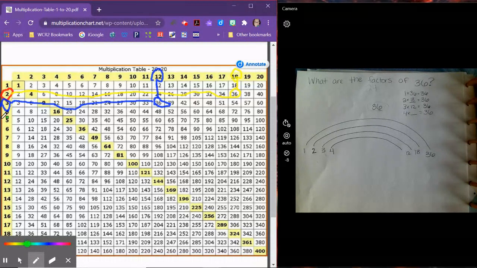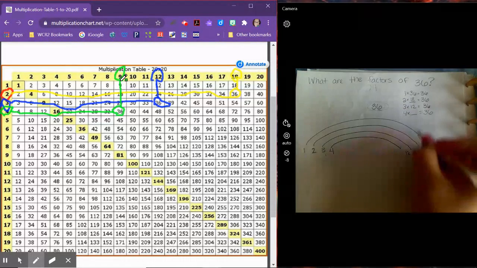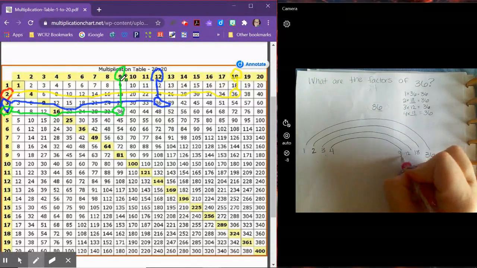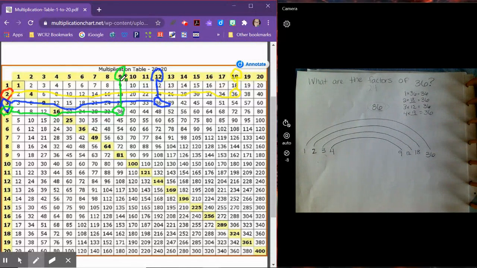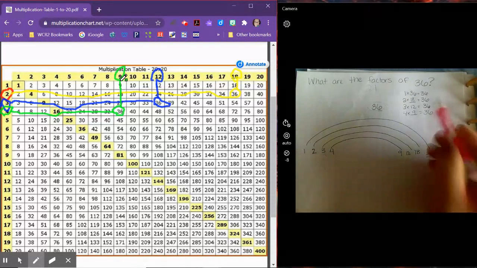So let's go here. I'm going to choose a different color, and I'm going to go to the 4. Trying to be a little bit more controlled here. This is why printing this off would be really helpful, because then you could just do it with your fingers. And then I'm going to go across and see if I can find a 36, and boom, there it is. And then I'm going to go up, and I know that there it is, 4 times 9. So then I'm going to put that on the other side of the rainbow. 4 times 9 equals 36.